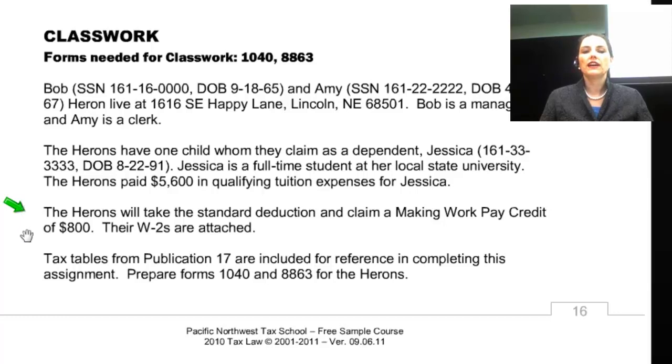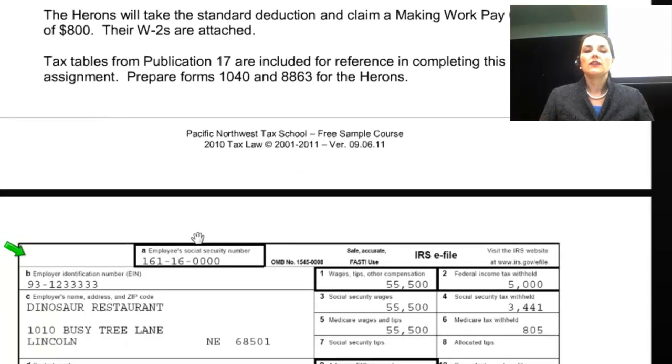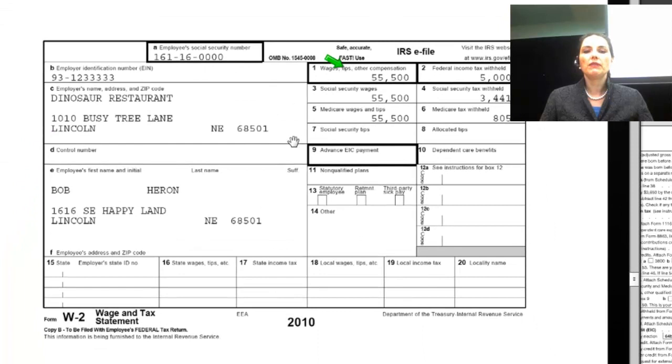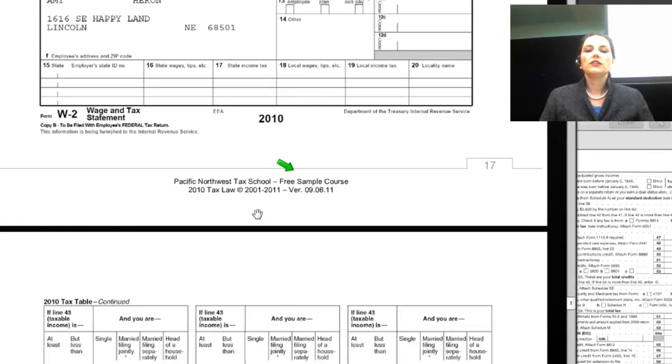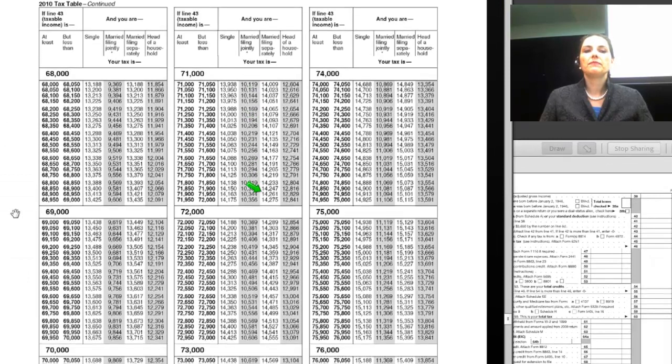Their W-2s are attached. Tax tables from Pub 17 are included in the manual here for reference in completing this assignment. Please prepare Form 1040 and 8863 for the Herons. Now here is a W-2 for Bob Heron. Here is Amy Heron's W-2. And if we continue on to the next page, I have cut and pasted a page from the IRS tax tables so that you can use this in determining the amount of tax to calculate for the Herons and enter that tax amount on line 44 of their return.